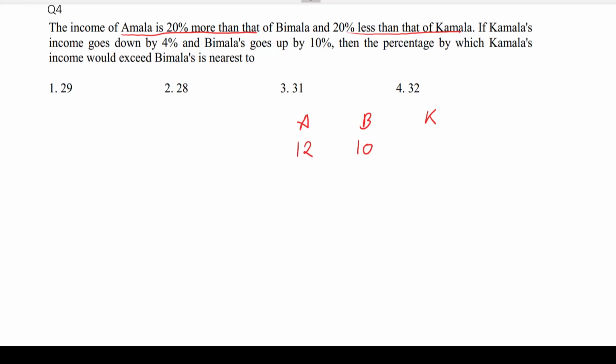And after that, it is saying that the income of Amla is 20% less than that of Kamla. Then for 20% less than Kamla, the income of Kamla must be 15. So now we know the incomes of Amla, Bimla and Kamla are 12, 10 and 15 respectively. Now the question is saying that if Kamla's income goes down by 4% and Bimla's goes up by 10%.